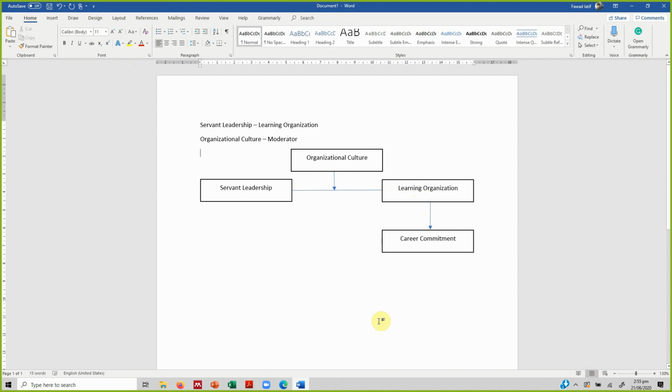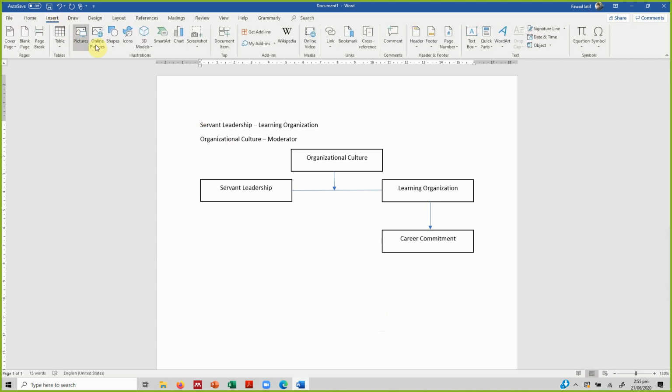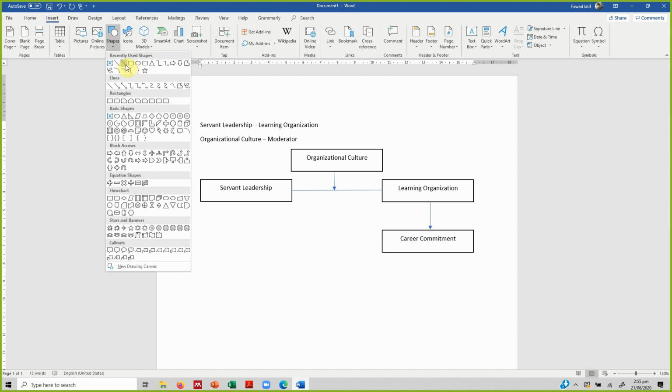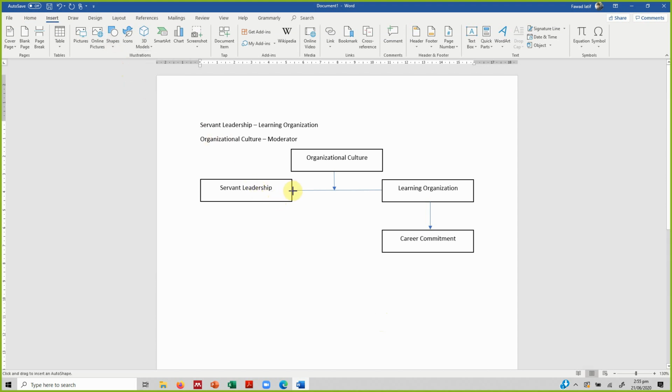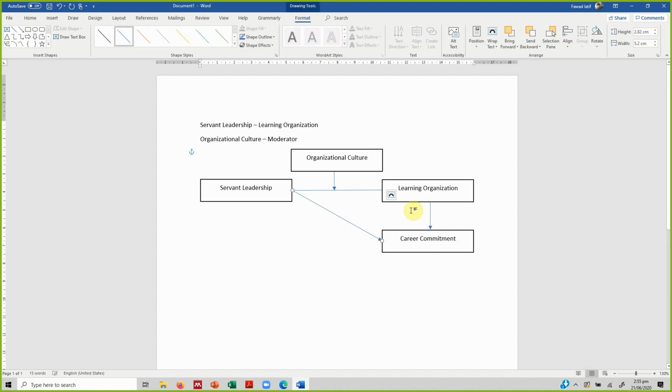Now I've taken gaps from two papers. This looks like a more complex model than the earlier one, and obviously I can further link servant leadership with career commitment, as recommended in the other paper. So learning organization now is a mediator between servant leadership and career commitment.